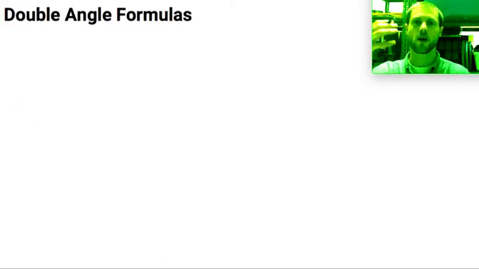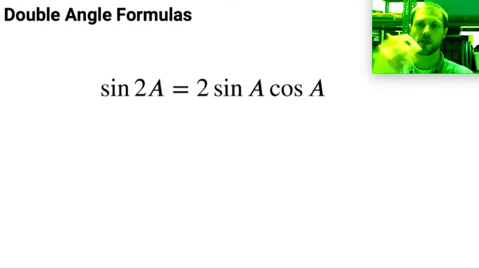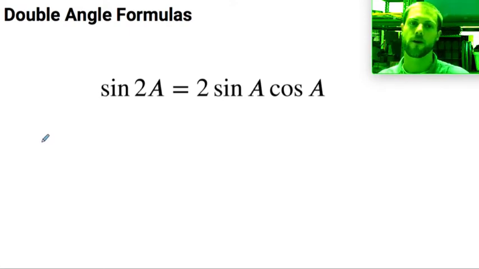These are identities. These are equivalencies. We can use them because they're equal, always. First one is for the sine of 2 times an angle. The sine of 2a is equal to twice the sine of a times the cosine of a.